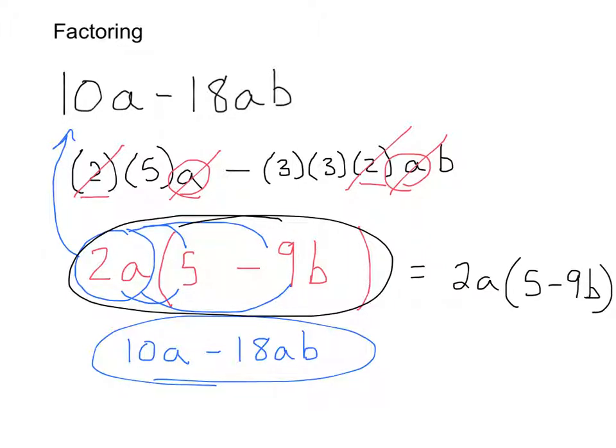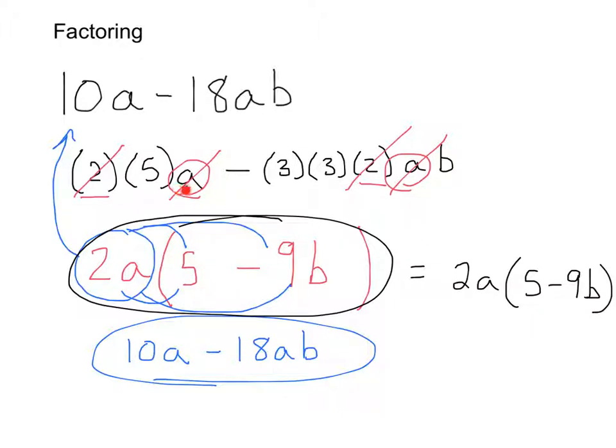Now guys, the goal is to not have to write all this. The goal is, look up. The goal is to recognize that 2 goes into 10, right? And to recognize that 2 also goes into 18, and that's the biggest number that goes into both. You're trying to take out the biggest number that goes into both. In that case, it was 2, right?